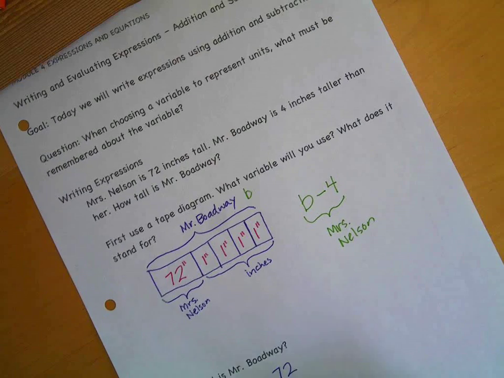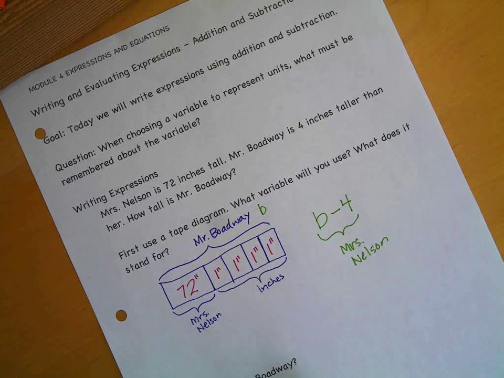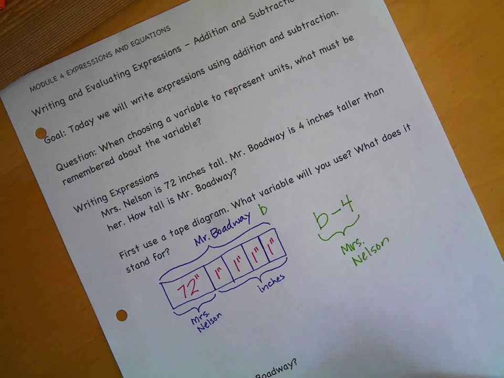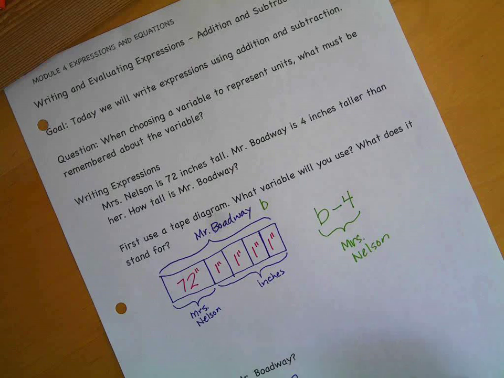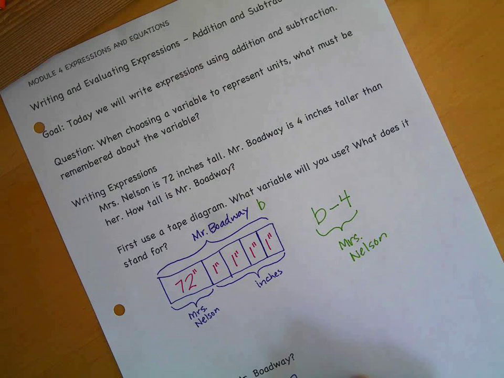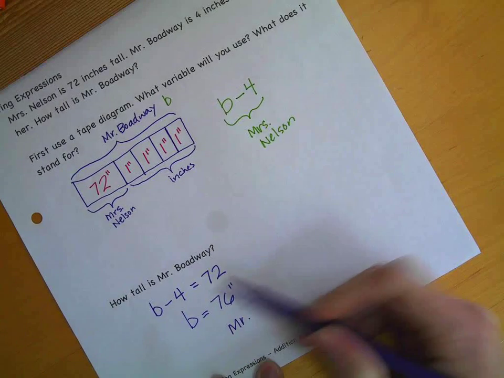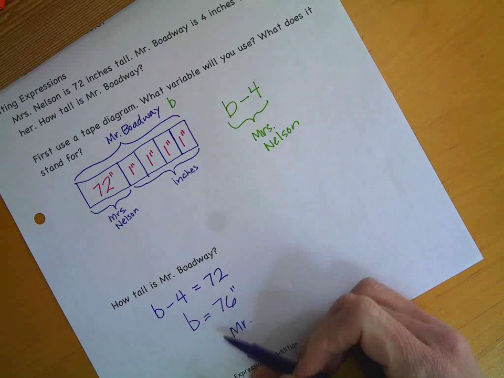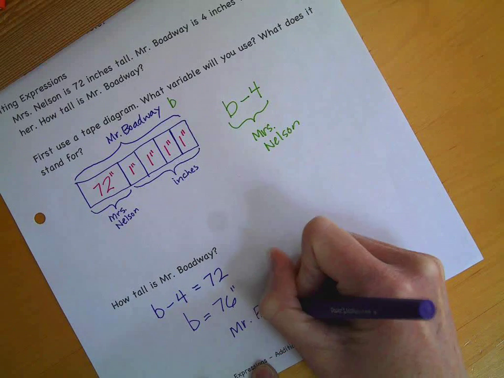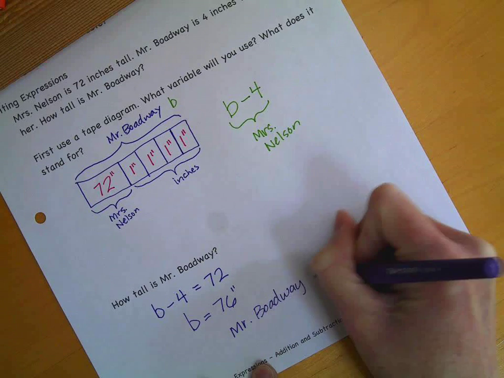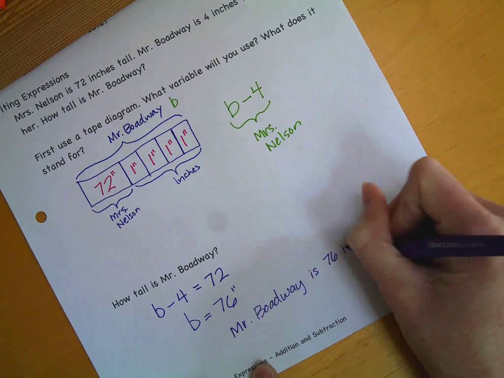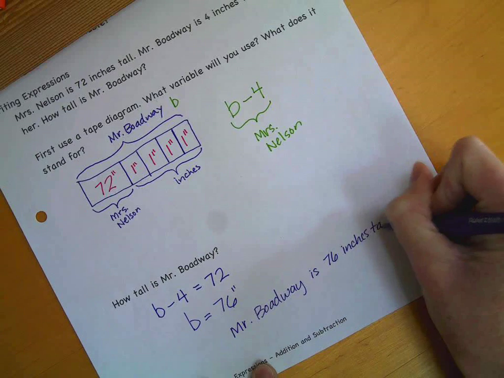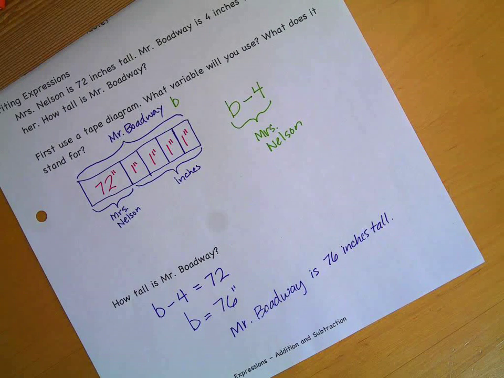And so in order to solve that, then all we have to do is say, okay, what number minus 4 equals 72? So we know that B has to be 76. So that means that Mr. Bodway is 76 inches tall. So we did B minus 4 equals 72. So what number minus 4 equals 72? Has to be 76. So Mr. Bodway is 76 inches tall. And we solved the problem, and we figured out how tall Mr. Bodway is.